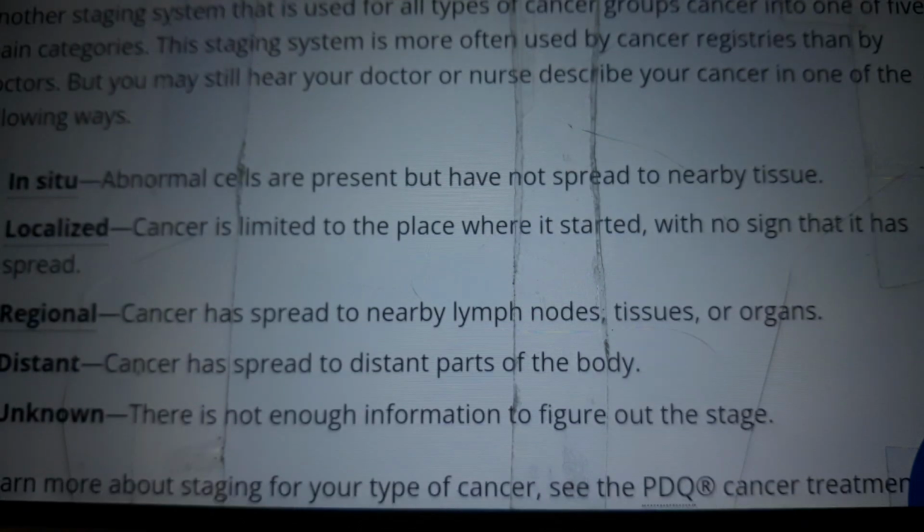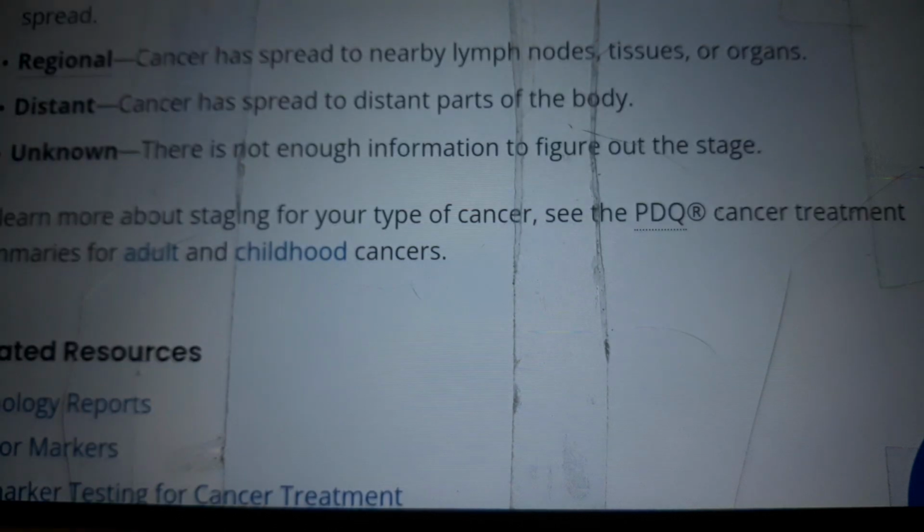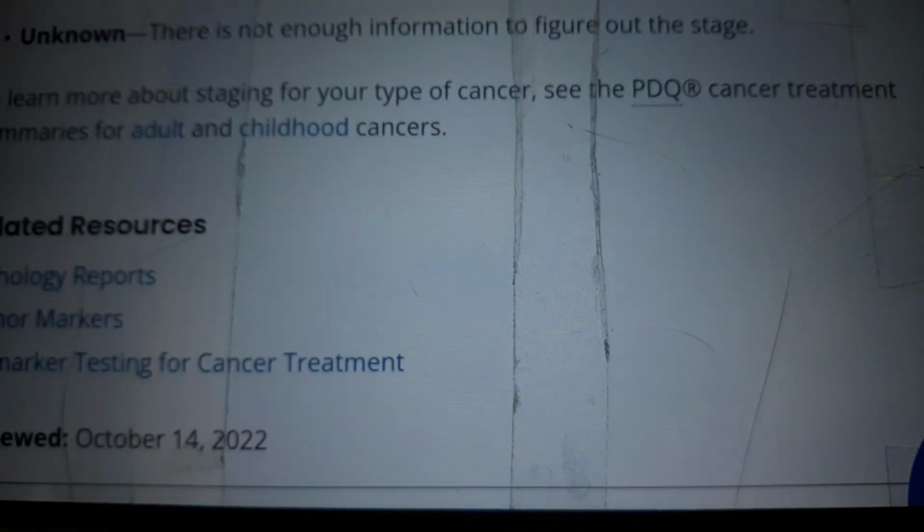Another staging system that is used for all types of cancer groups cancer into one of 5 main categories. This staging system is more often used by cancer registries than by doctors, but one may still hear the doctor or nurse describe the cancer in one of the following ways. In situ, which means abnormal cells are present but have not spread to the nearby tissues. Localized, the cancer is limited to the place where it started with no sign that it has spread. Regional, the cancer has spread to nearby lymph nodes, tissues, or organs. Distant, the cancer has spread to distant parts of the body. And unknown, as there's not enough information to figure out the stage.